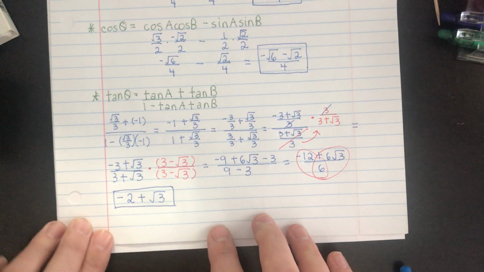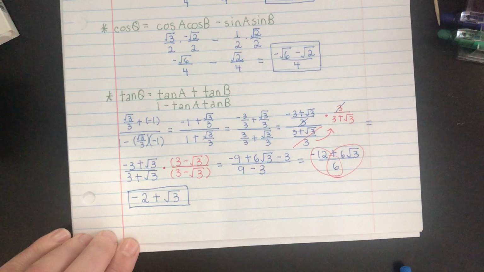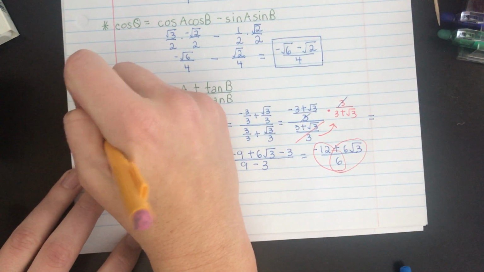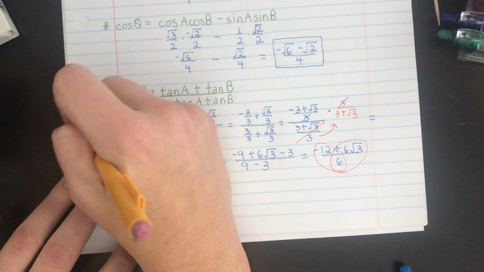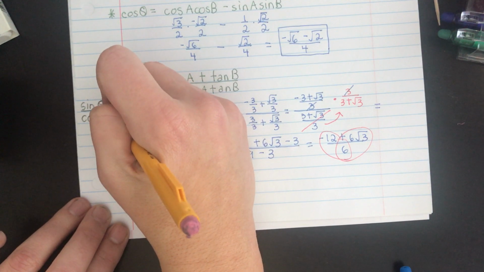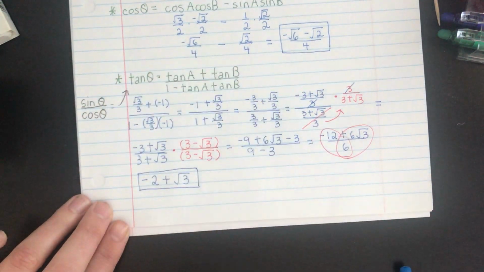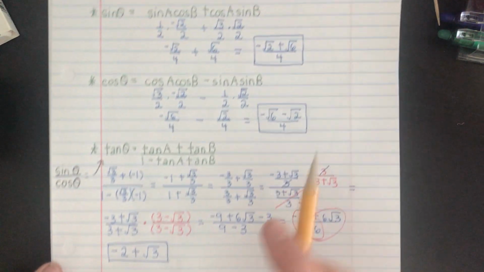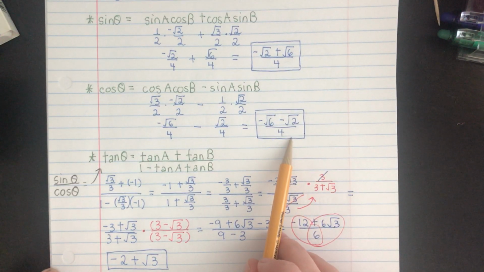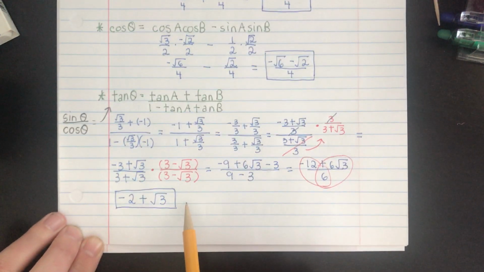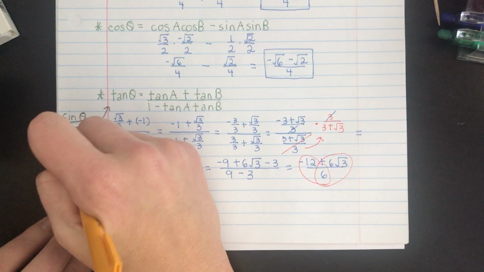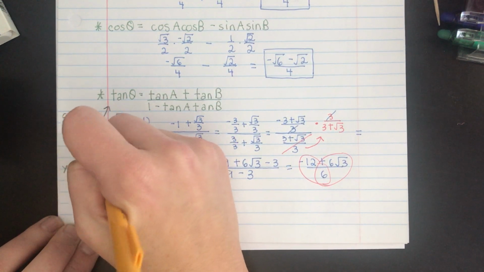All right, so now this is the coolest thing ever. If you want to check your work, of course, sine of theta over cosine of theta is equal to tangent, right? So you could take your sine over your cosine, make sure that that equals your tangent value, and that's to check your work. And that's pretty nifty.